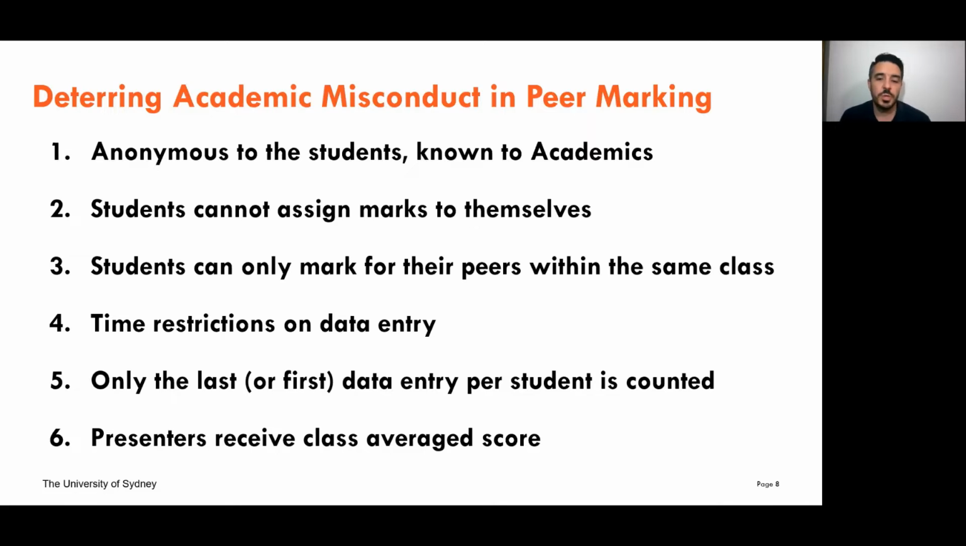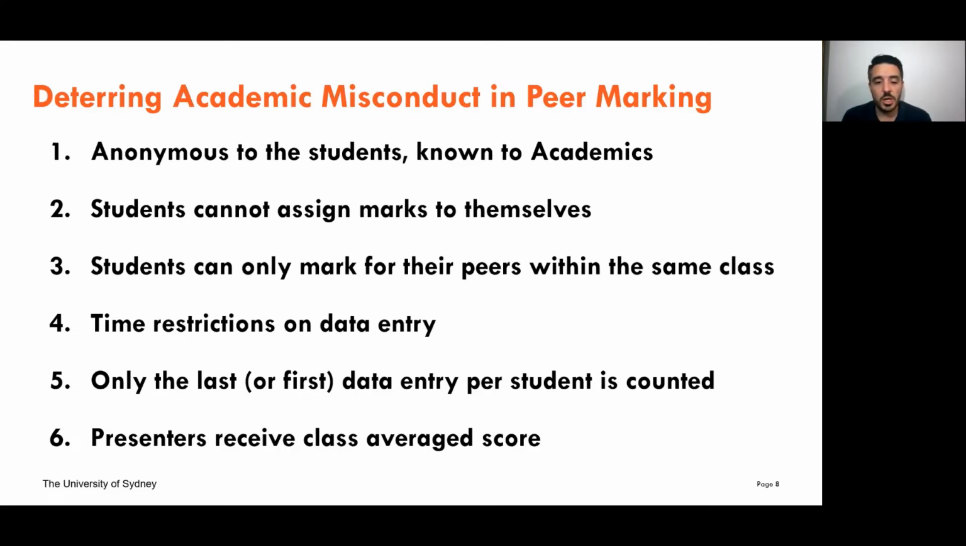Firstly, whilst the peer scores are not disclosed to the students, academics can see the scores posted by each student. So if you do find a student is consistently scoring everyone zeros, an academic might want to ask the student to validate their scoring. Secondly, students can only grade their peers within their same class. So they won't be able to score themselves, and they won't be able to grade their friends or even their enemies on another day or lab group.